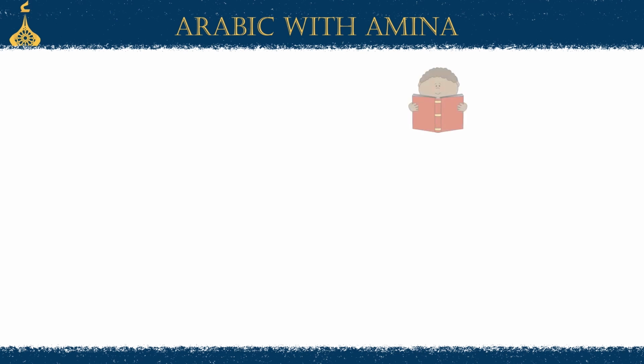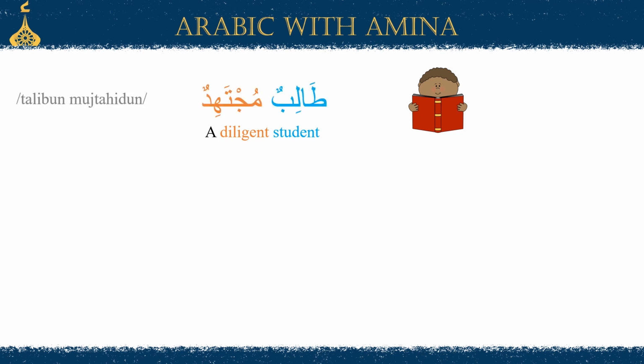Here we have one student, and we are going to describe him by saying a diligent student. In Arabic, we would make that طالب مجتهد. طالب is student, مجتهد diligent. Now, this is one student we are talking about.